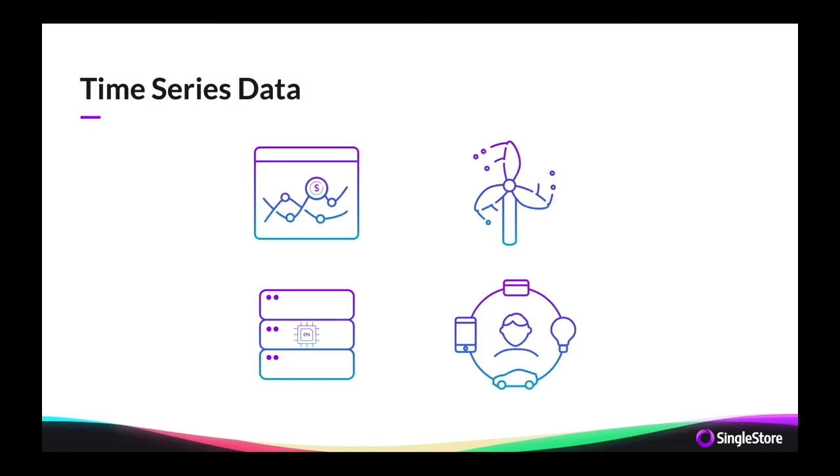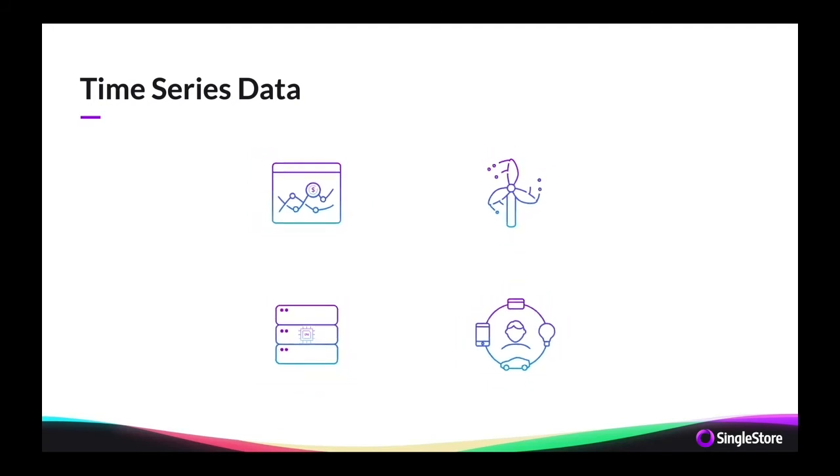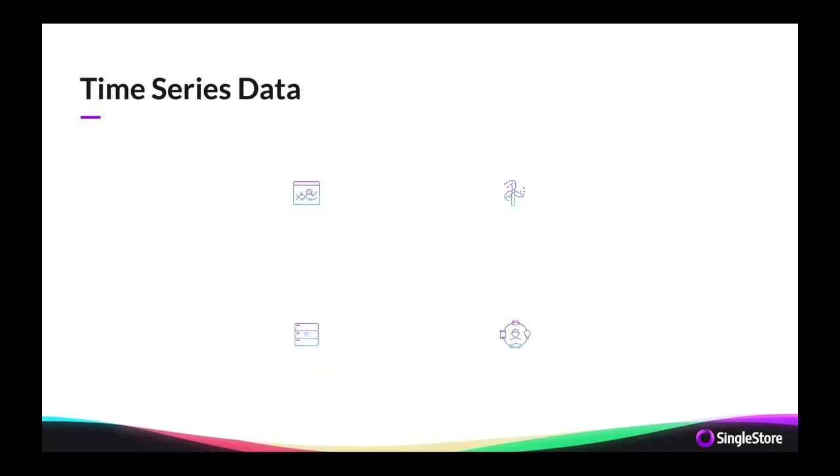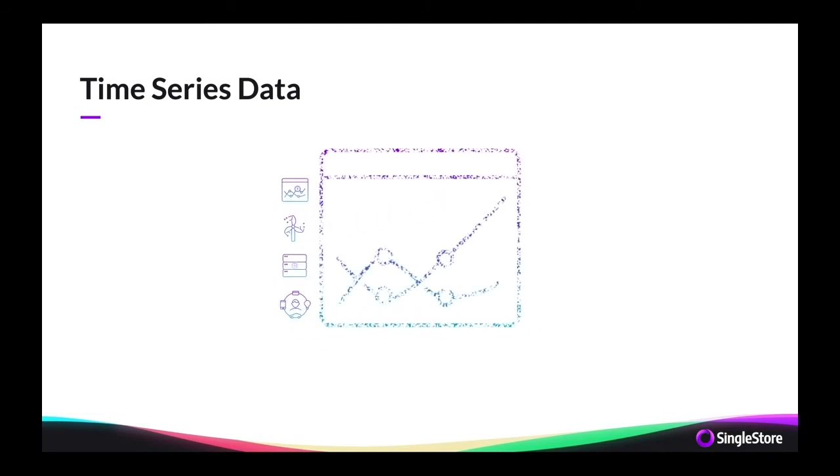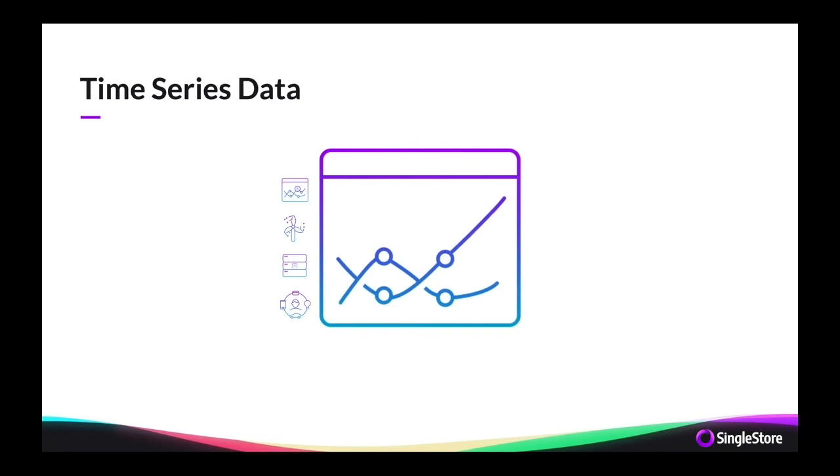In each of these applications, we are relying on a form of data that measures how things change over time. More specifically, time is not merely a metric or a timestamp column in our table. Time is a primary axis by which our data derives meaning. This is time series data.